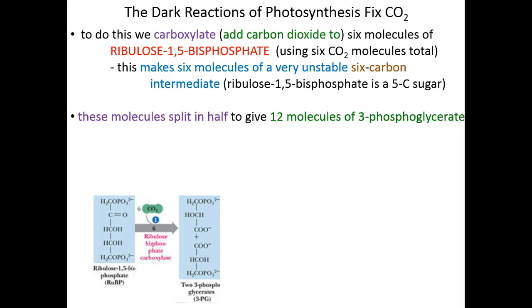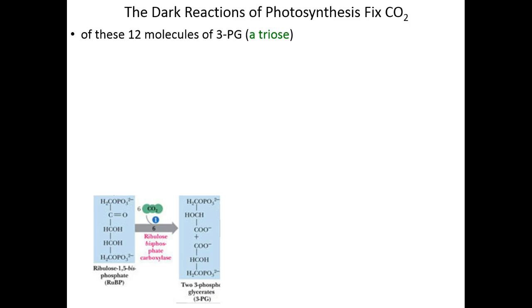And so that's what we show here. We have ribulose 1,5-bisphosphate that is carboxylated and instantly breaks down into 2 3-PGs each. If we have 6 ribulose 1,5-bisphosphates, we've just yielded 12 3-PGs. And yeah, this is 3-PG. This is an old buddy of ours. Of course, we've seen 3-PG plenty of times, both in glycolysis and in gluconeogenesis. It is indeed the same molecule, a 3-carbon sugar, a triose.